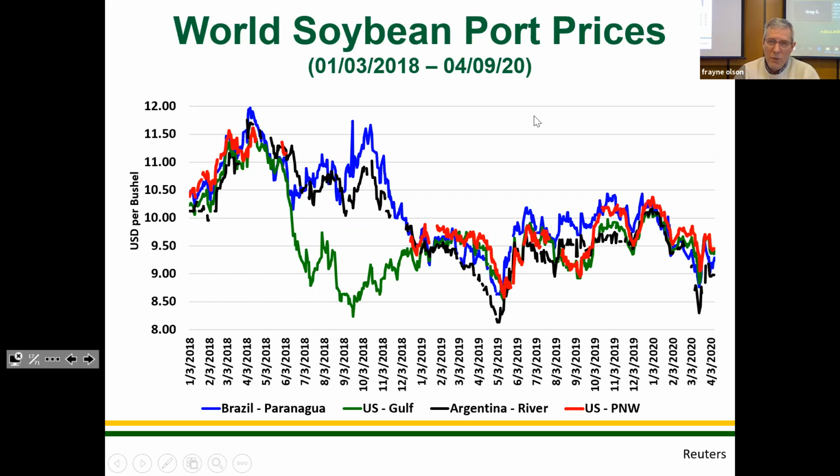When we think about export costs, this is the price inbound to an export facility. I'm comparing the US Gulf, US PNW, the black line is the Argentine River Terminal, and the blue line is Brazil, Paranagua, one of their large ports. I know this goes back in time. I just wanted to show you some reference points that these tend to move very, very closely together.